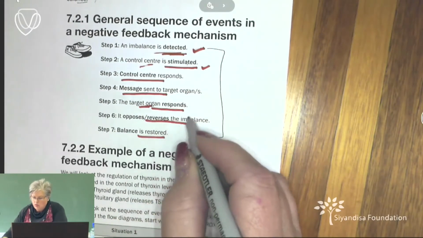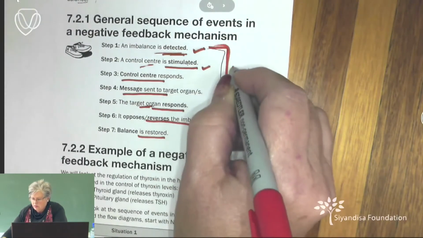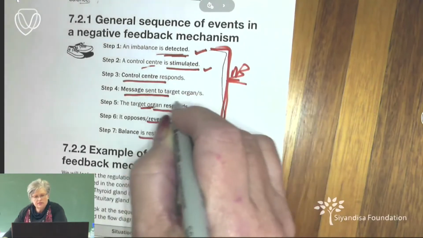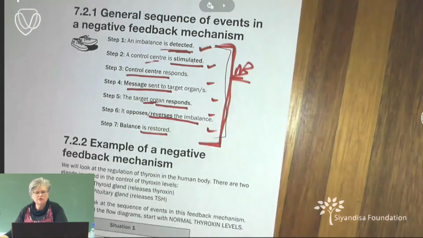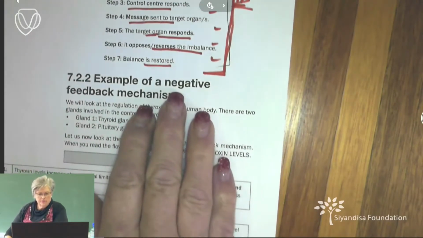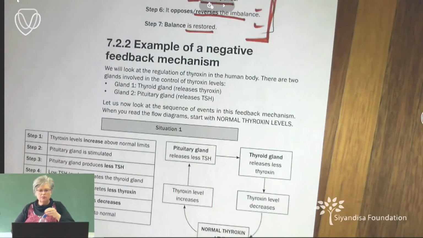Okay? So this is your golden rule. This is what you must know, NB, because this is how the marks will be allocated irrespective of the example. So this is very important. So let's look at an example of a negative feedback mechanism.